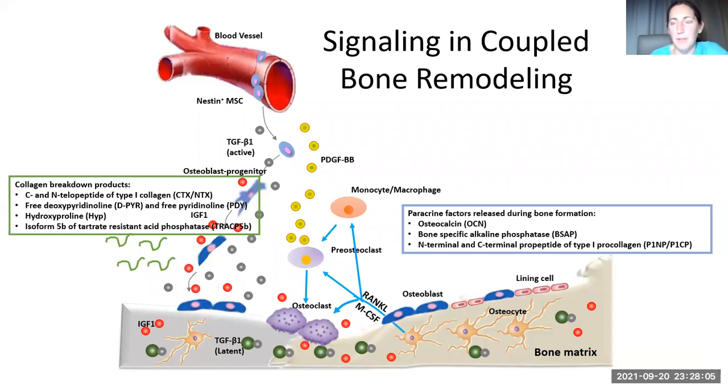While they're making bone, they secrete different factors that help them mineralize the bone and build the protein in the bone. So the type 1 collagen is synthesized as a procollagen and gets cleaved. So the pro products, both the N-terminal and C-terminal, can be found in the circulation and can be a marker of bone formation. Bone-specific alkaline phosphatase and osteocalcin are important for the mineralization of the bone and can be measured.